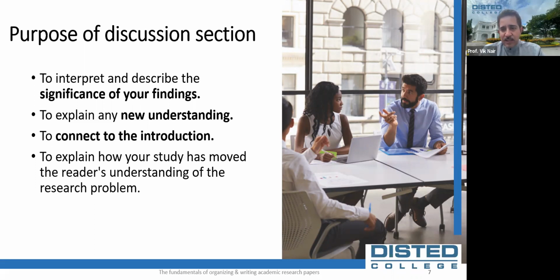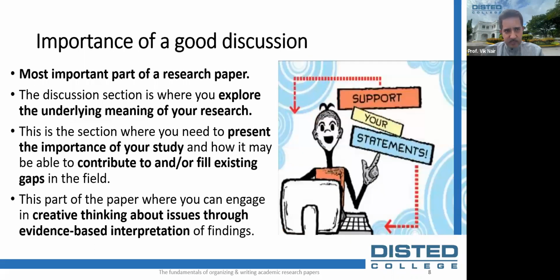So it does not simply repeat or rearrange the introduction, but the discussion should always explain how your study has moved the reader's understanding of the research problem forward from where you left off at the end of the introduction. In the introduction, you are just introducing: these are the challenges, these are the objectives, and these are the problems that you want to solve. Your discussion is now trying to verify, from the results, how it has tied back to what you have outlined in the introduction section.